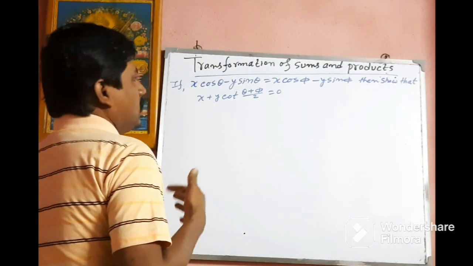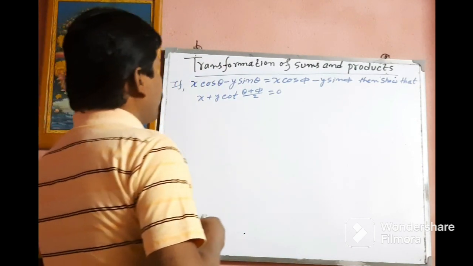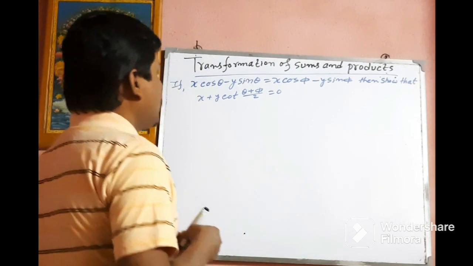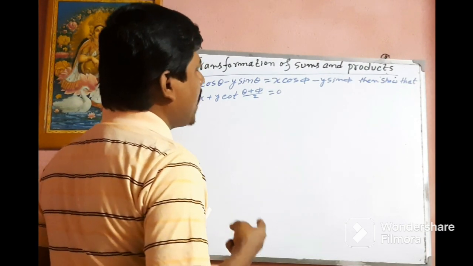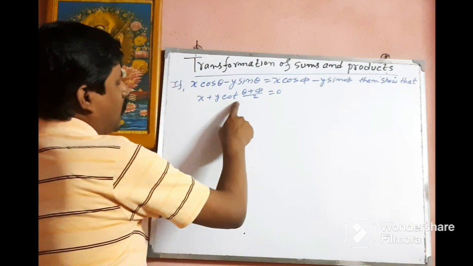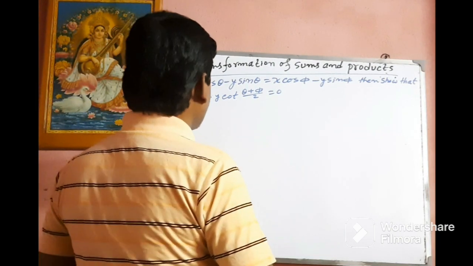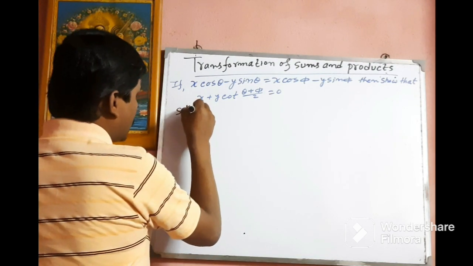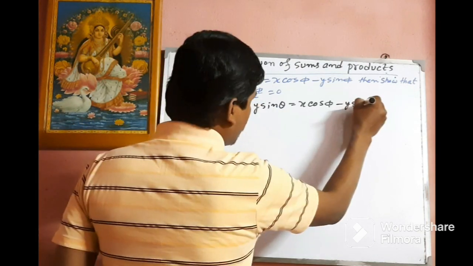Now we are discussing the second example of our discussions. The second example is: if x cos theta minus y sin theta is equal to x cos phi minus y sin phi, then show that x plus y times cot of (theta plus phi) divided by 2 is equal to 0. Now according to our information, the solution is x cos theta minus y sin theta equals x cos phi minus y sin phi.